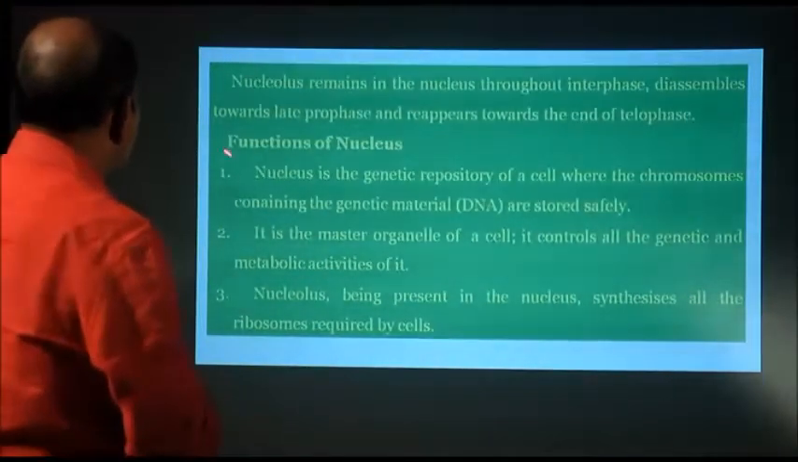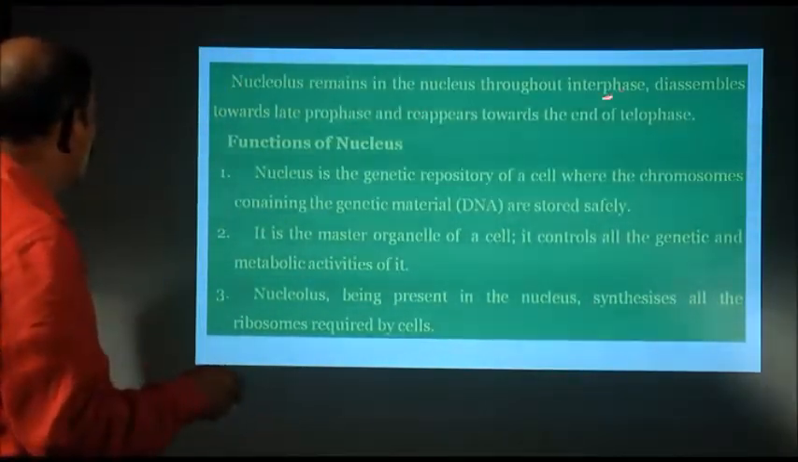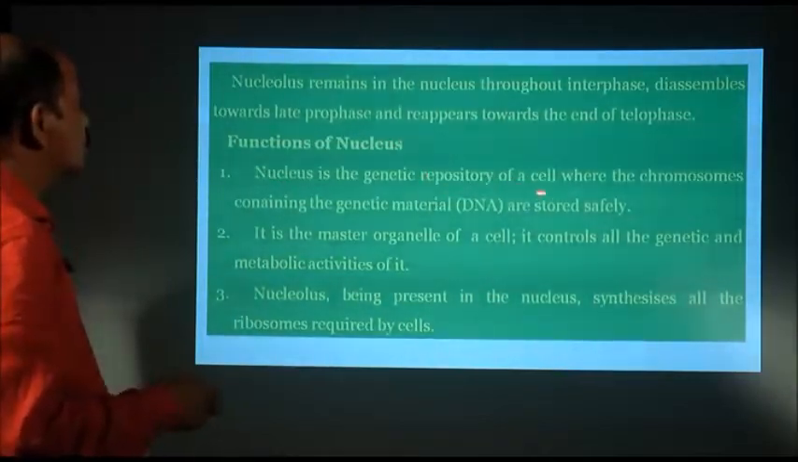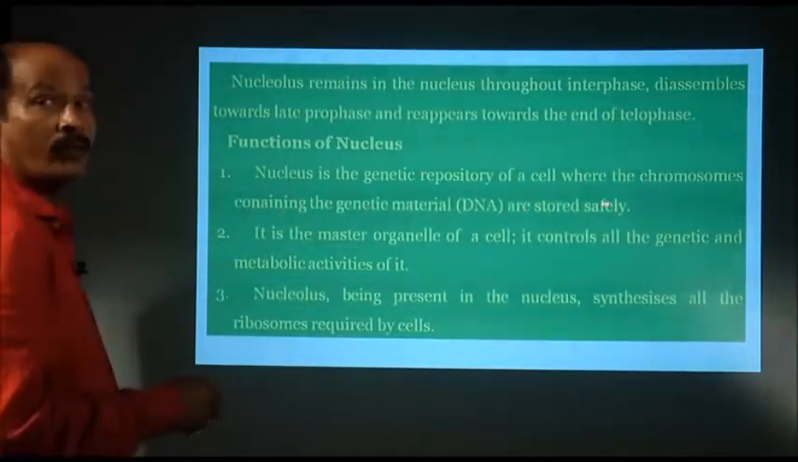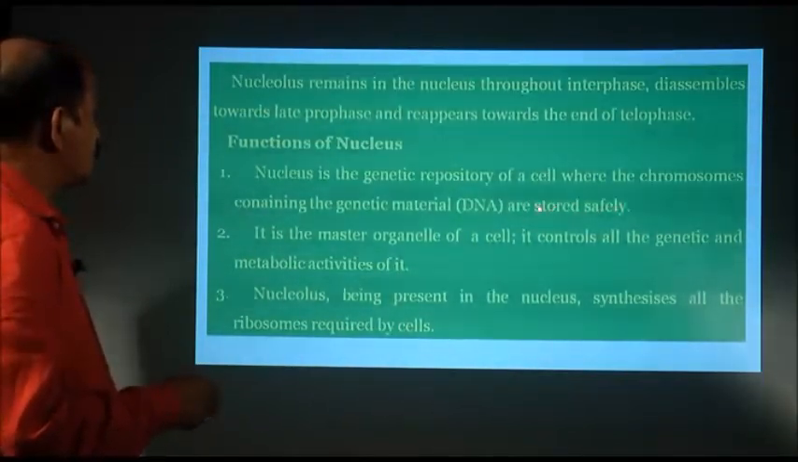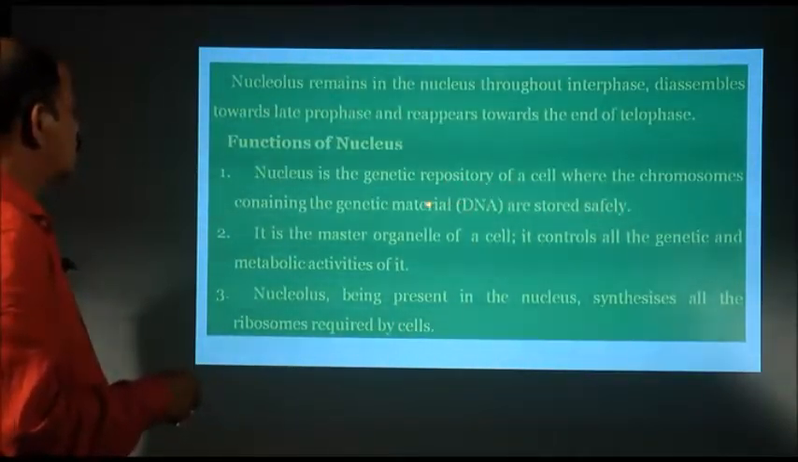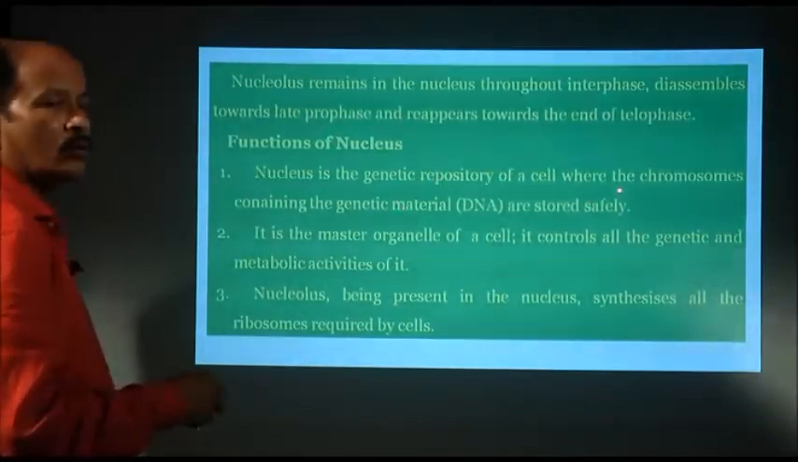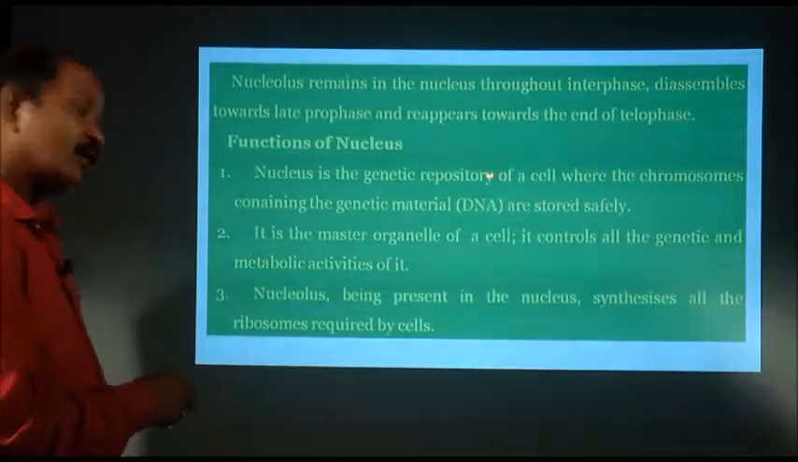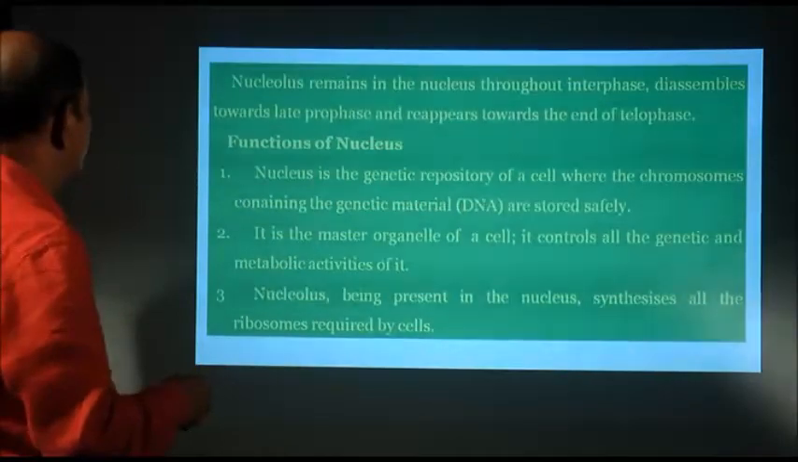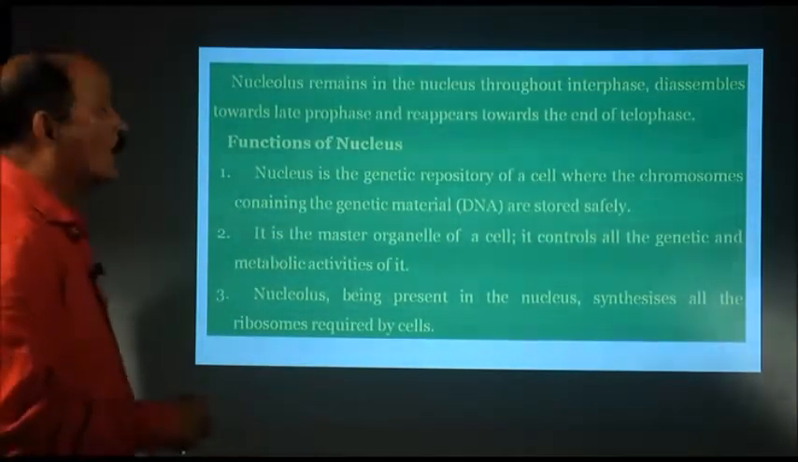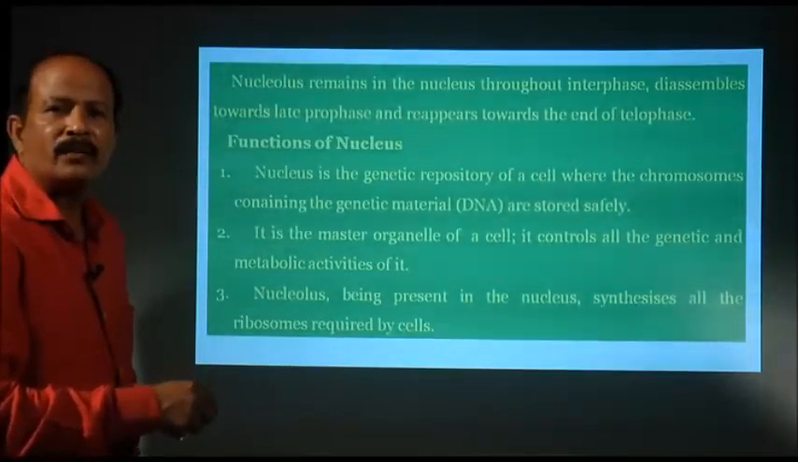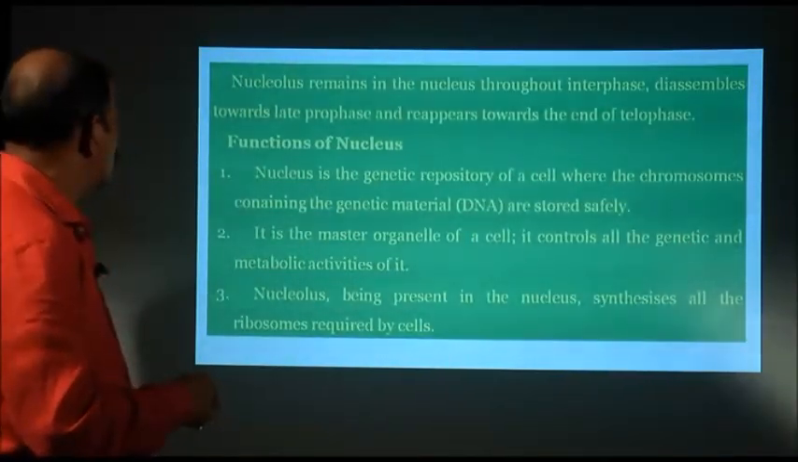So this is the function of nucleus as a whole. Nucleus is the genetic repository of the cell where chromosomes containing genetic material are stored safely. So this is a distinct compartment carrying almost the genetic material of the cell. So it is the house where the genetic material is stored. Second, it is the master organ of a cell. It controls all the genetic and metabolic activities of the cell. That's why it is called the master organelle of the cell.